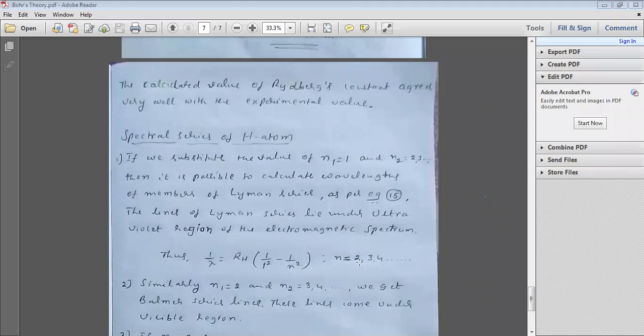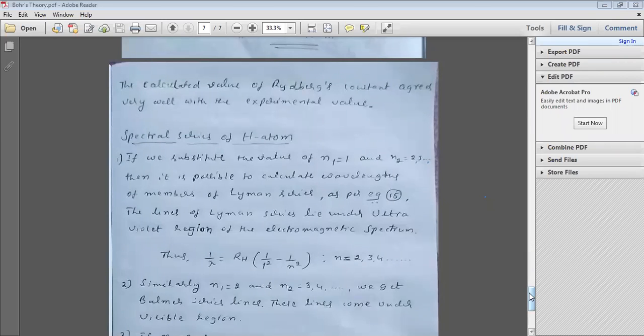I repeat, 2 to 1 gives the first member, 3 to 1 gives the second member, 4 to 1 gives the third member, 5 to 1 gives the fourth member, and so on. Infinity to 1 gives the last member. The last member of the Lyman series is called the series limit of the Lyman series.